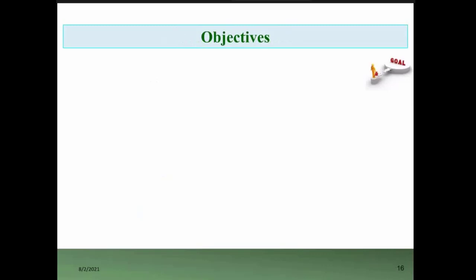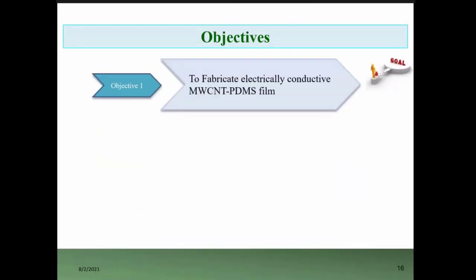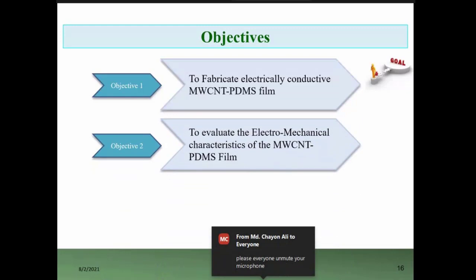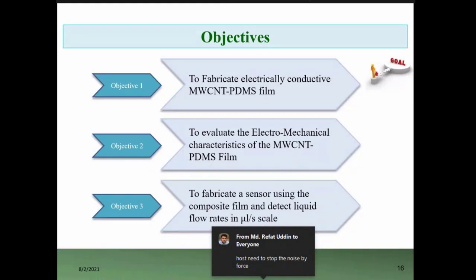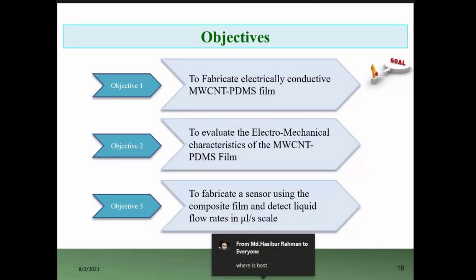The first objective was to fabricate an electrically conductive MWCNT PDMS film. The second objective of this thesis was to evaluate the fabricated MWCNT PDMS film in terms of electrical and electromechanical characterization. And finally, after the characterization, the film was implemented inside a flow channel to check different flow rates of the fluid.